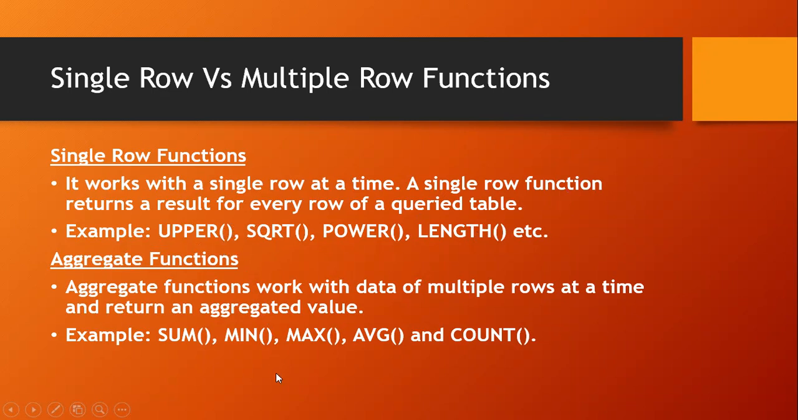Aggregate functions or multiple row functions or group functions are the functions which will work with the data of multiple rows at a time and return an aggregated value. And mainly these are the aggregate functions: sum, min, max, average, and count.